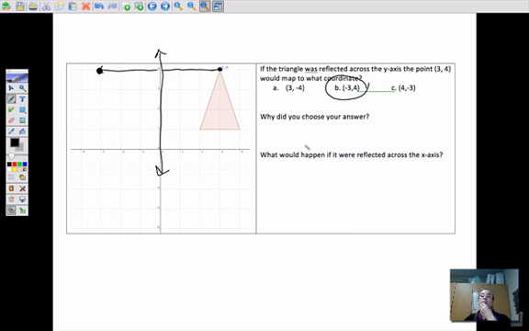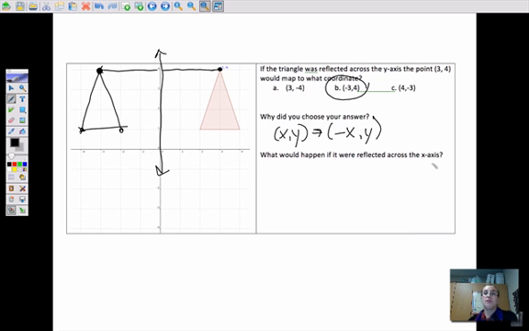And some people wrote about that distance. They wrote that it had to be 3 away, so they knew it had to be negative 3. Some people wrote down that the rule was (x, y) to (-x, y). Some people drew the whole triangle and they wrote that their justification was the drawing, okay?